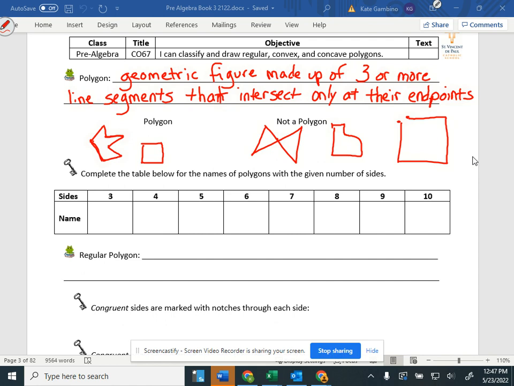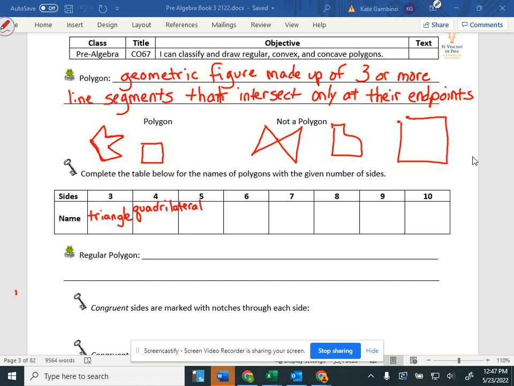So let's look at our names of our polygons. If our polygon has 3 sides, what name do we call it? Triangle. 4 sides. Square. Rhombus. I am not looking for a specialty 4-sided figure. What do we call any 4-sided figure? A quadrilateral. Quad means 4. Lateral means side. So quadrilateral. That's a long one.